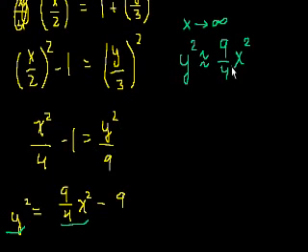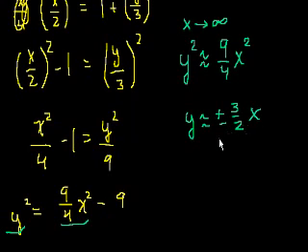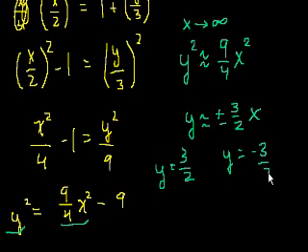And now we could take the square root of both sides of this, so you get y is approximately equal to plus or minus 3/2 x. And those are the actual asymptotes. y equals 3/2 x, and y is equal to minus 3/2 x. And that's actually choice A.